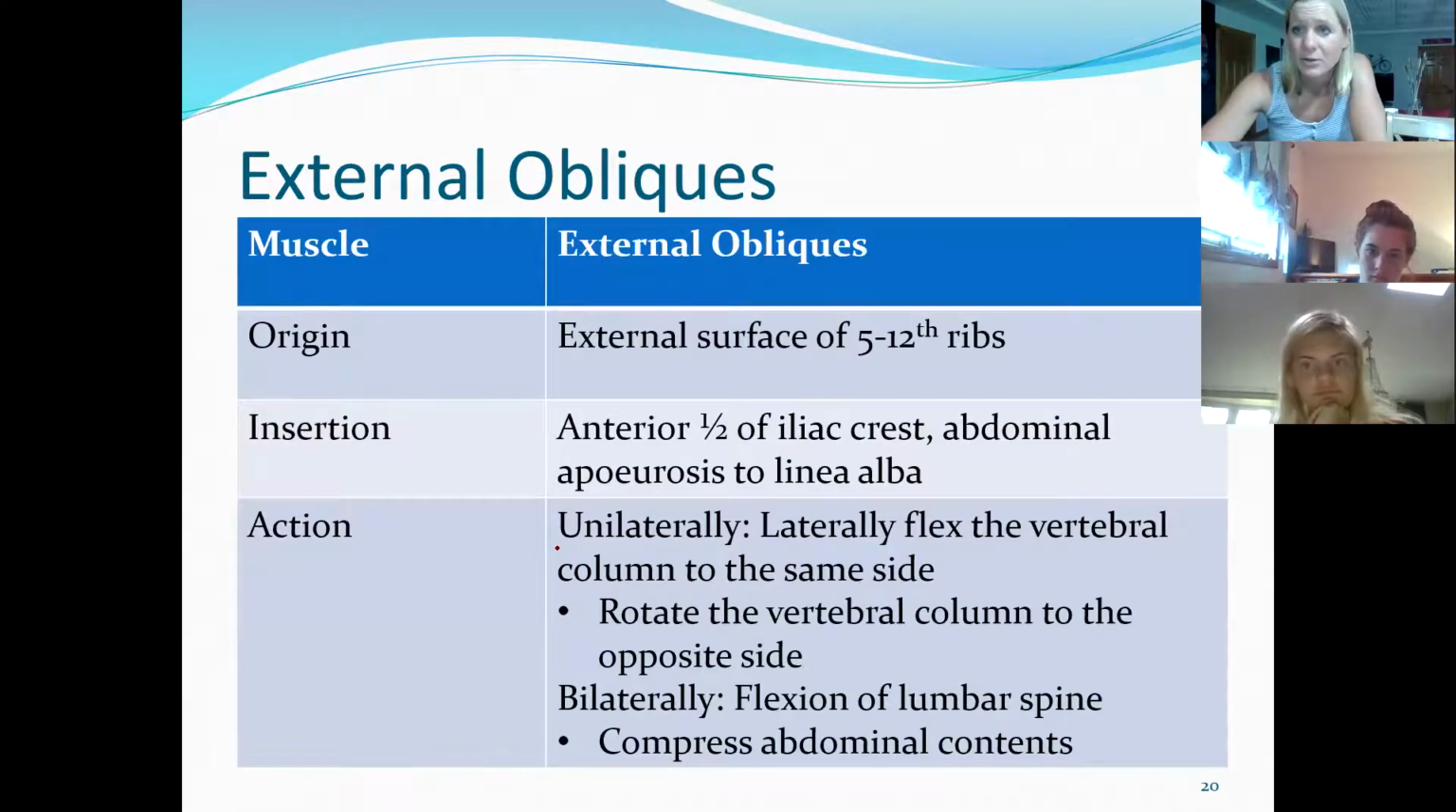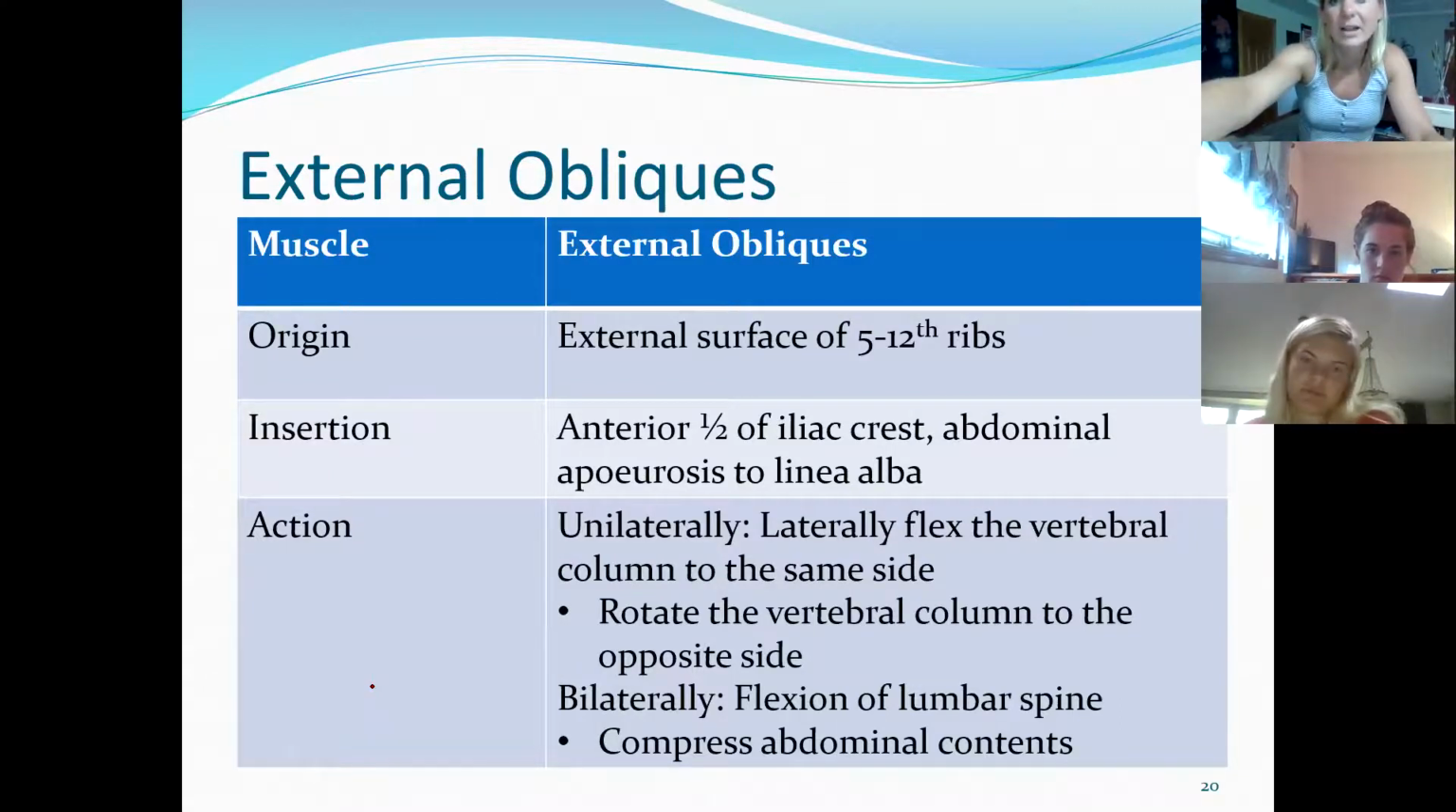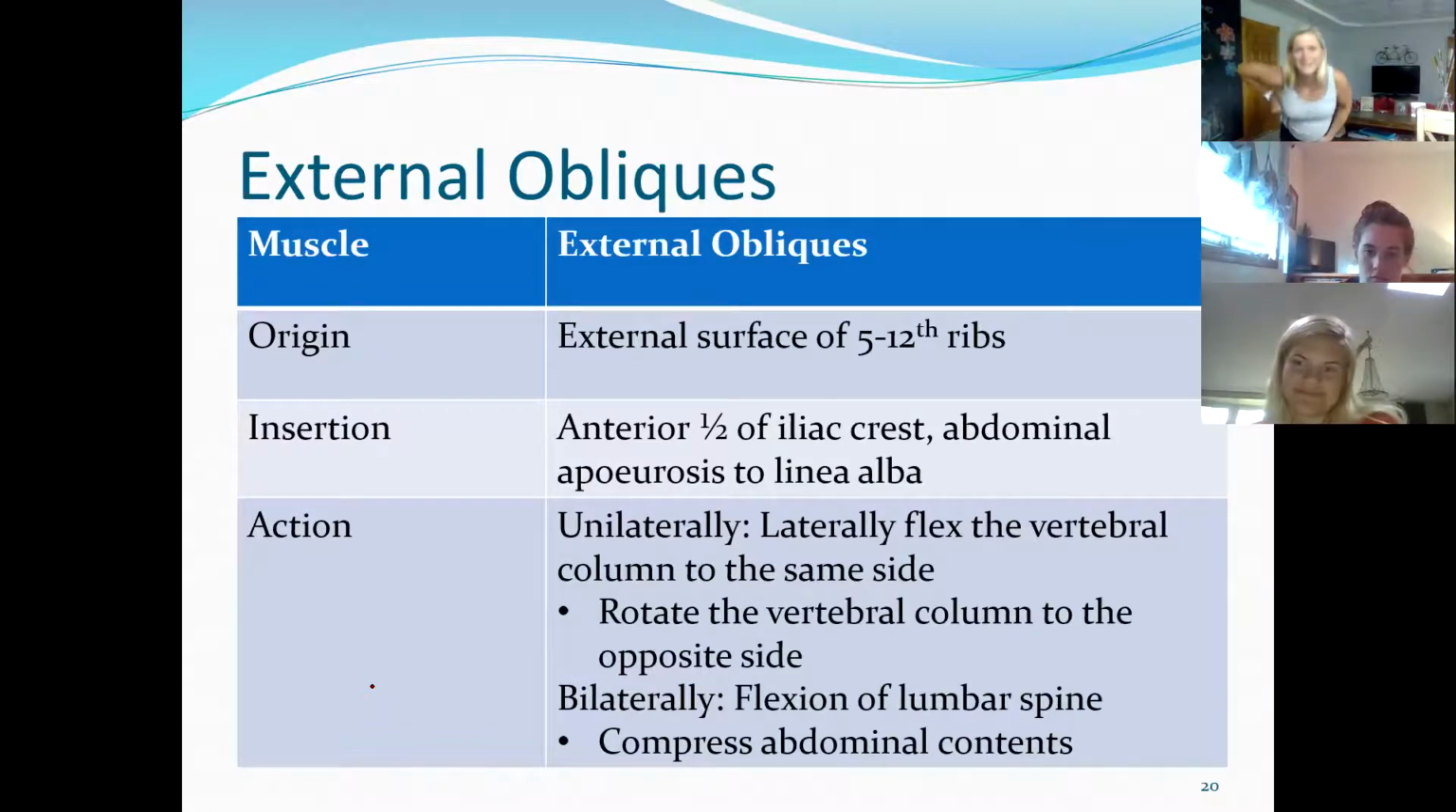Again, external and internal obliques are a little bit tricky when we think about these actions bilaterally versus unilaterally, okay? So bilaterally, if I were to flex both sides at the same time, here's my external obliques. You can't see it on me because mine don't really do anything right now. But if this were you, you would see the band loosen as you bend forward. Mine don't exist right now, so I don't know what's up with that. So bilaterally, we'll see flexion of the lumbar spine, okay?